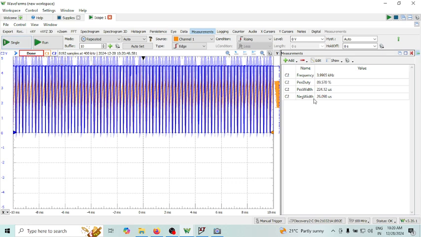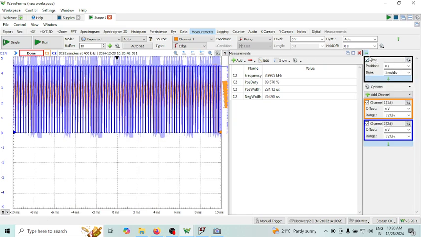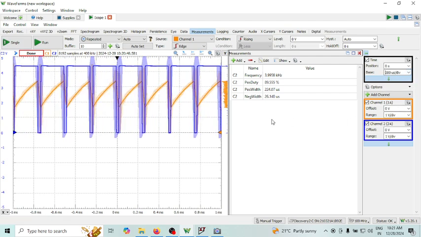You can see now it is almost 89%, which is pretty large. So using a diode to bypass R2, you can achieve duty cycles of any percentage, from 10% up to 90% or even 95%.